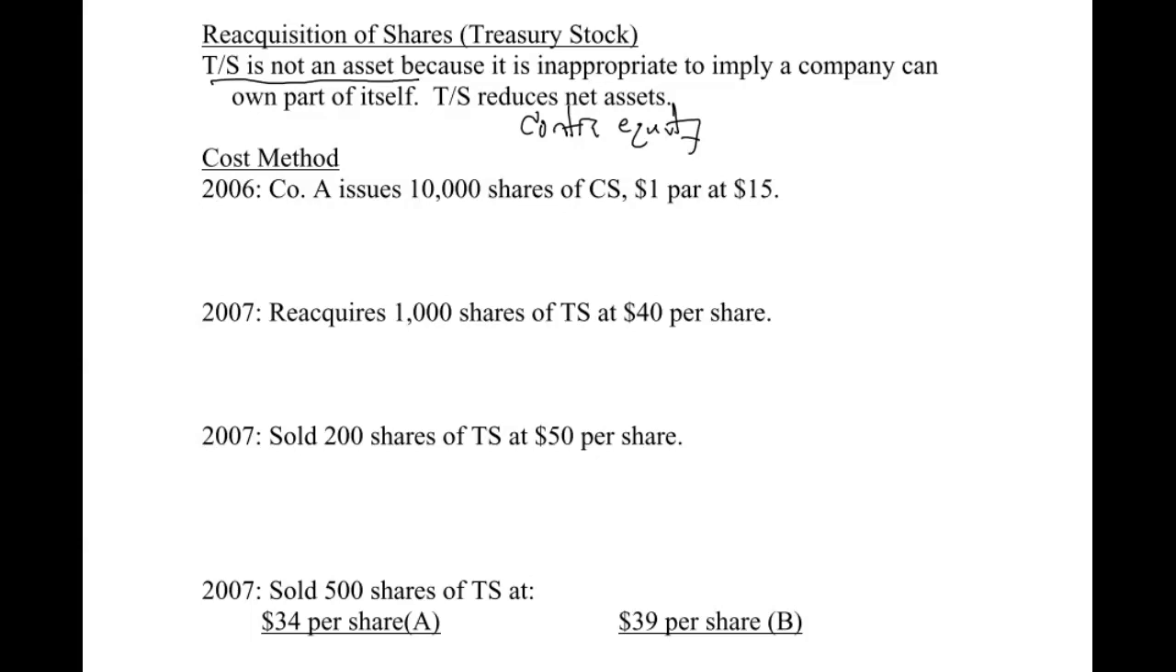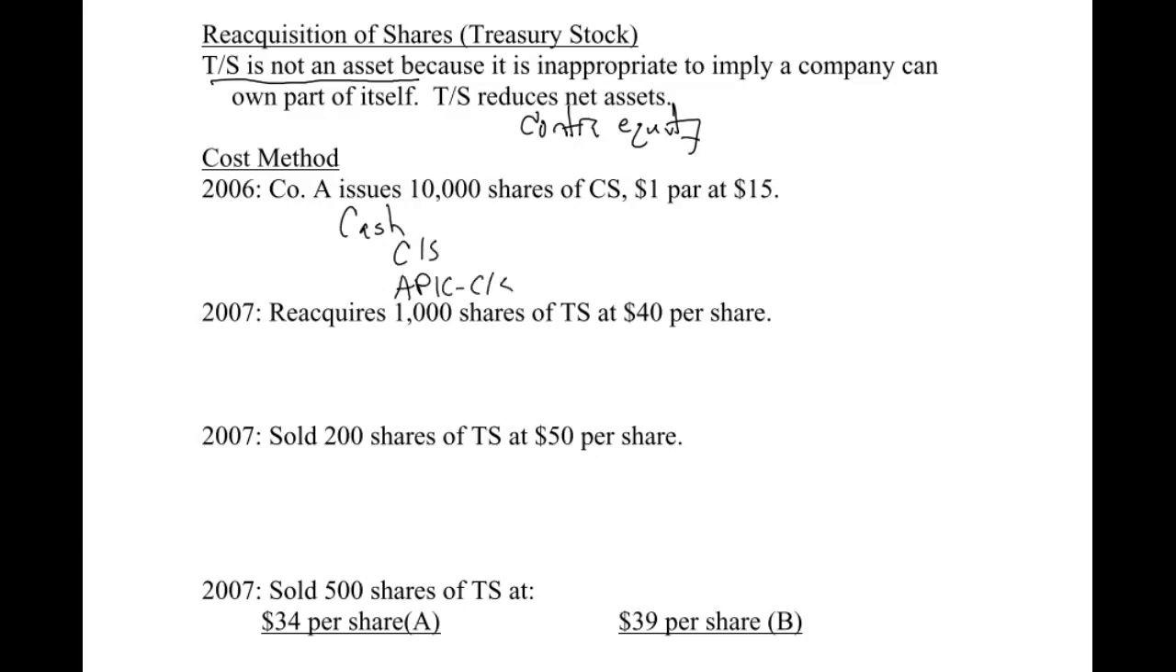So let's get into the accounting of it. We're going to use the cost method, which is the most common method used. So what's going on here? First thing we need to do is have shares that are issued and outstanding so that we can buy them back. So this is just like the first couple of videos of the chapter. We're just issuing stock for cash.